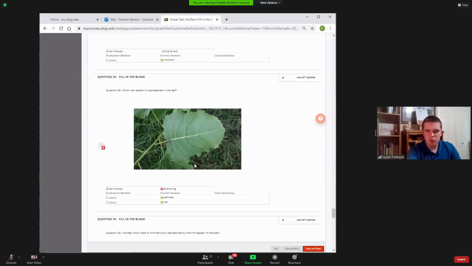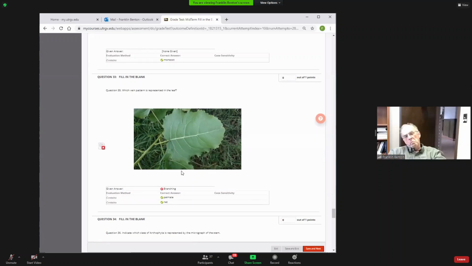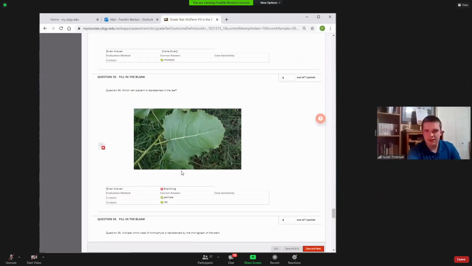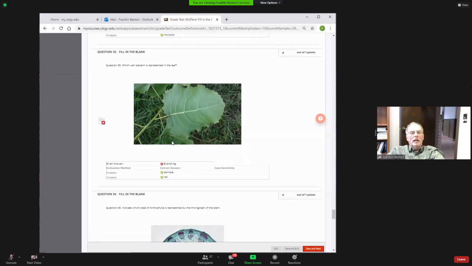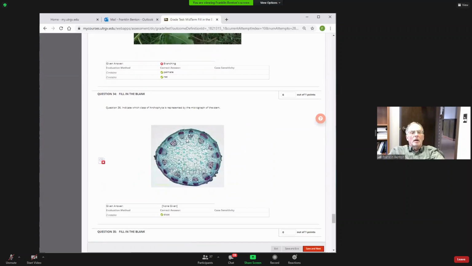Would you accept branched or branching as an answer to this one? As opposed to net? Let me consider it when I'm going through it. Thank you, sir. No problem. Because even on monocots, it branches from one original place. But then they're parallel once they've branched off. And that is usually at the base of the petiole or right here. Okay.